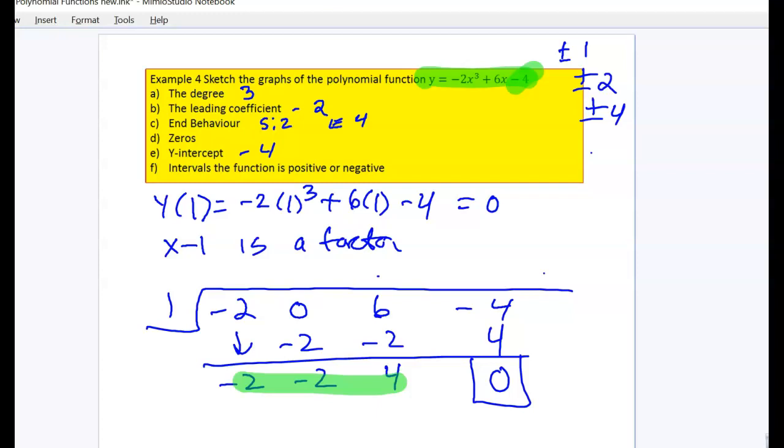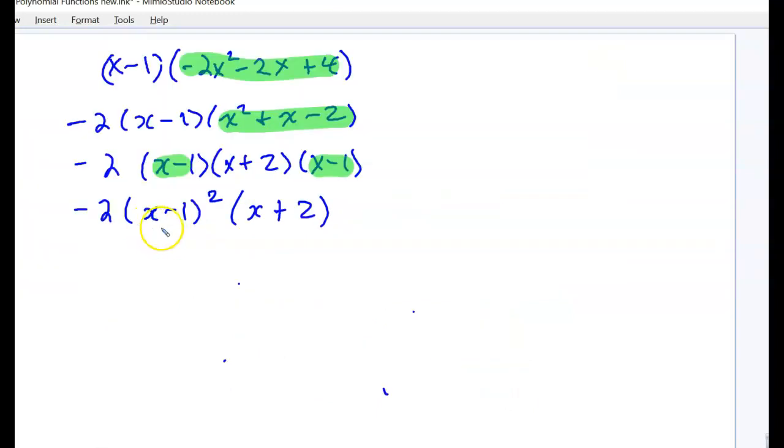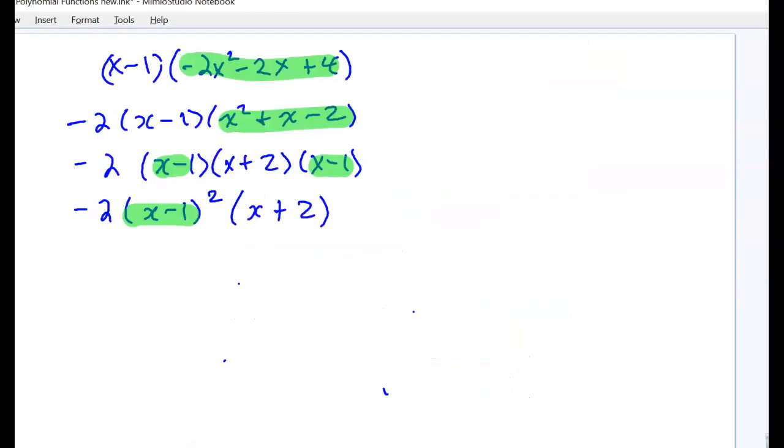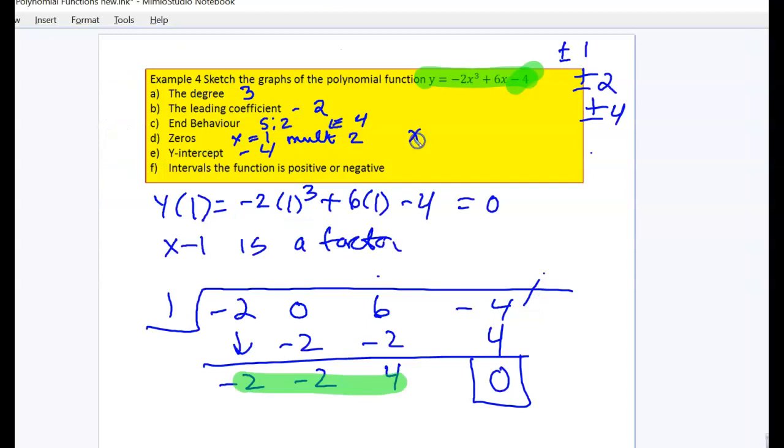So now the zeros are going to be 1, because 1 makes this guy 0, and it has a multiplicity of 2. And our other 0 is going to be negative 2, and it has a multiplicity of 1.